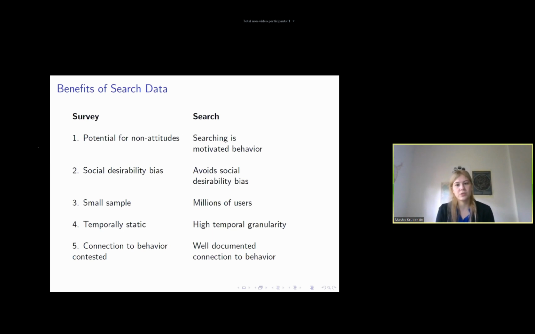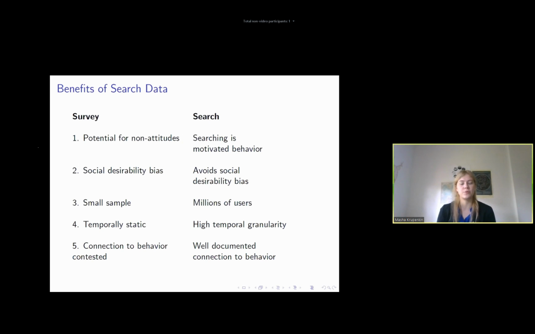And then a fifth point, compounding all of these four prior issues, is that for surveys, the connection to behavior can be a bit shaky sometimes. A very good example of this is people's reporting of their turnout. We know that people over-report turnout, and we also know that some people are more likely to over-report turnout than others. And so this is a fairly serious issue.